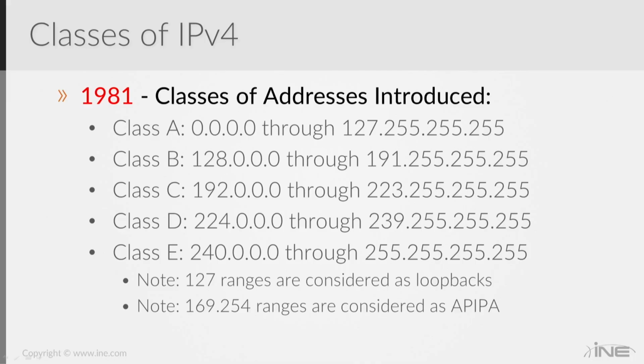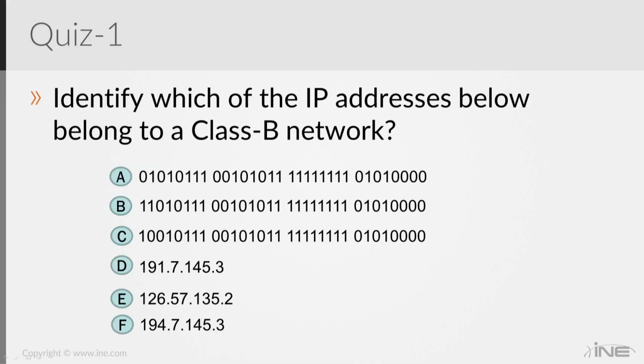So let's go to question number 1. Identify which of the IP addresses below belong to a Class B network. You have 30 seconds. And if you're watching this as a recorded session, you can just press the pause button right now to pause this recording, and then play it when you think you have the answer.